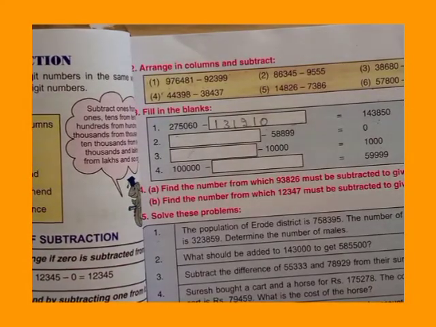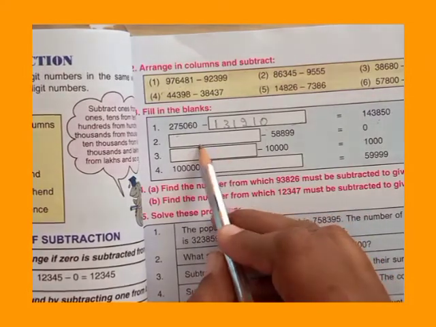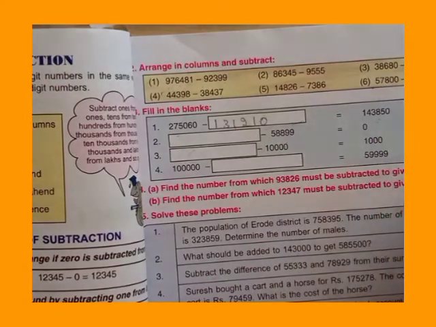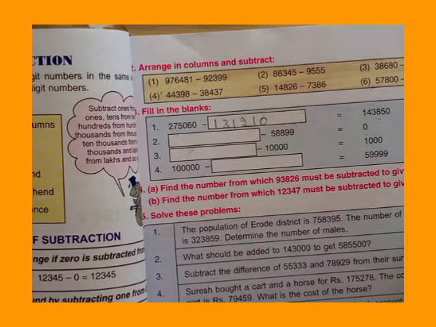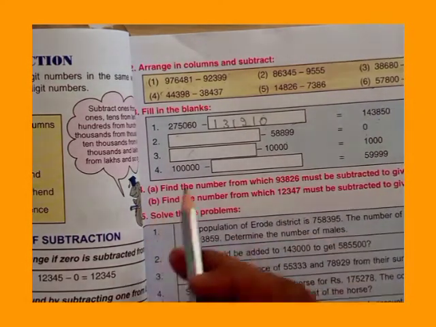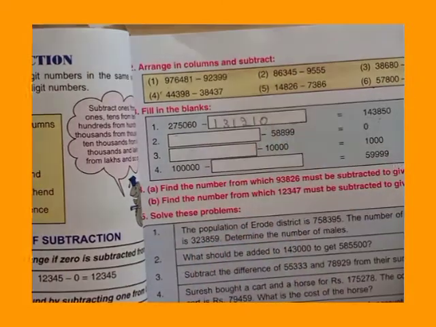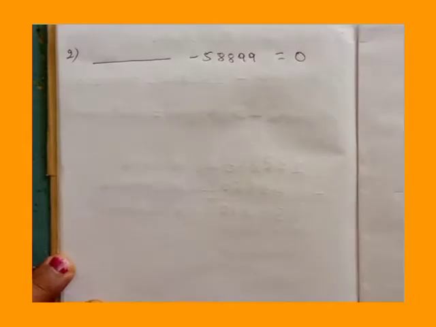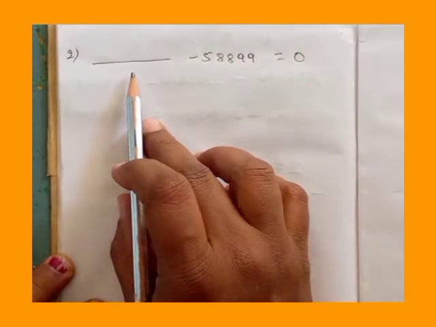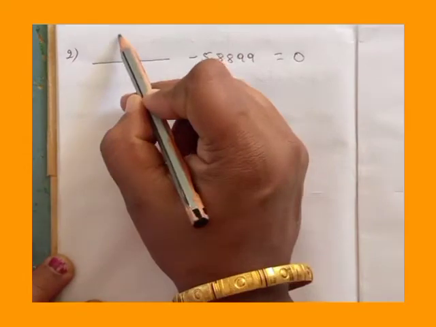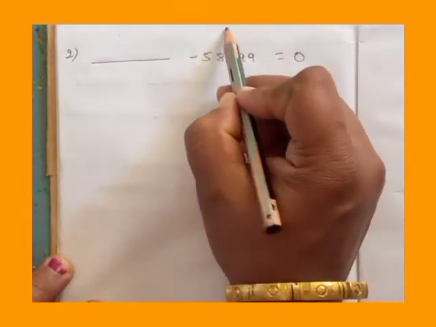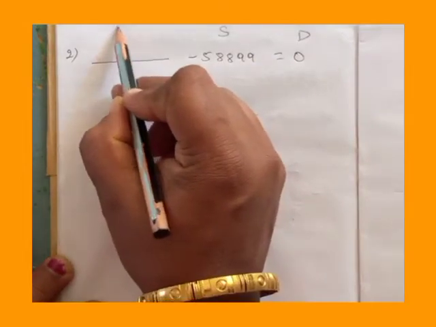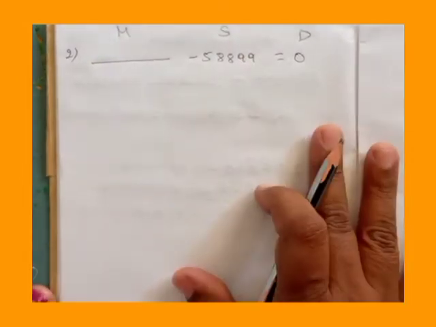Next, the second one. In the second one, dear children, the minuend is not given. Okay, the subtrahend is given and the difference is given. So what should we do? Yes, we should find out the minuend. So there is a formula for that. Let's do those sums. See dear children, I have written here the second one. So this is the subtrahend, this is the difference, and this will be the minuend. So we need to find out the minuend, dear children.